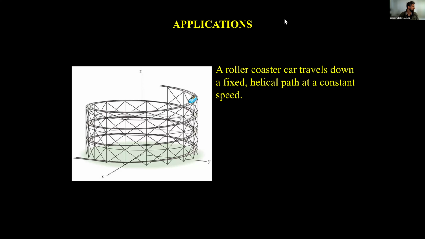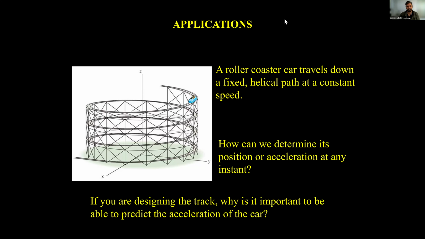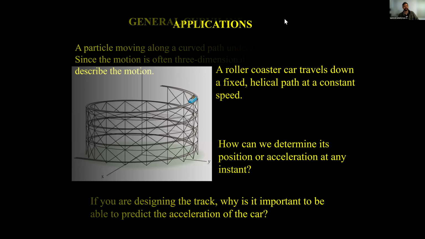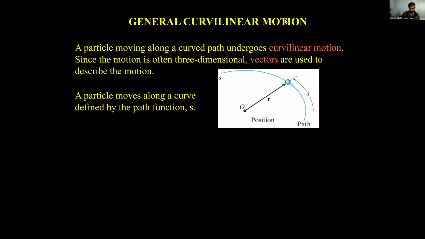So here's another application, right? We could come up with some pathway per time and take derivatives in the x, y, and z this time. So that's what we mean when we say curvilinear motion. We're just using vectors to describe the motion in three dimensions or two.